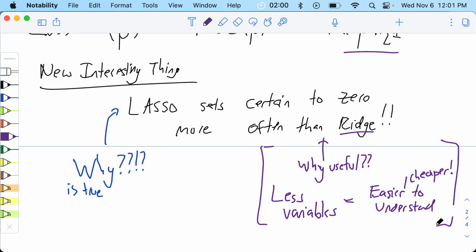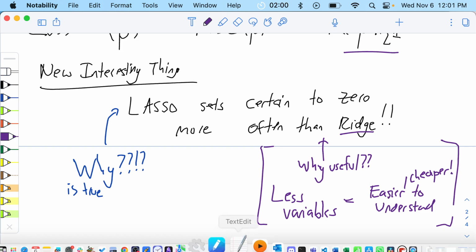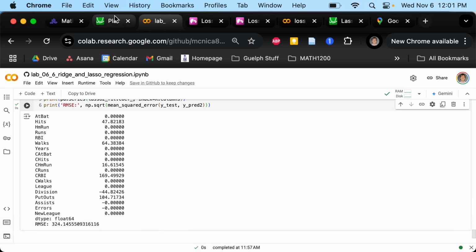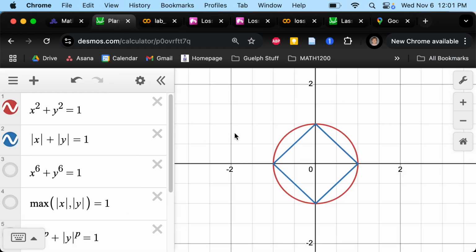I'm going to try to explain this a few different ways, and hopefully one of them will stick with you. But it ultimately comes down to this picture, the warm-up problem. It's going to be because a diamond has corners and a circle has no corners. That is going to be the ultimate reason. When you measure with the L1 norm, you get corners. When you measure with the L2 norm, there are no corners. That's going to explain what's going on. But let's see in more detail.